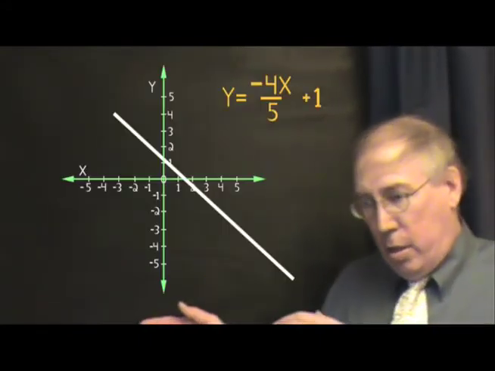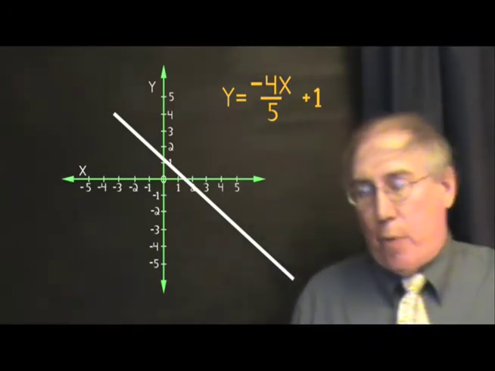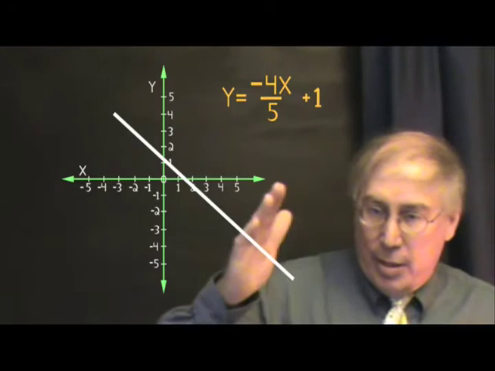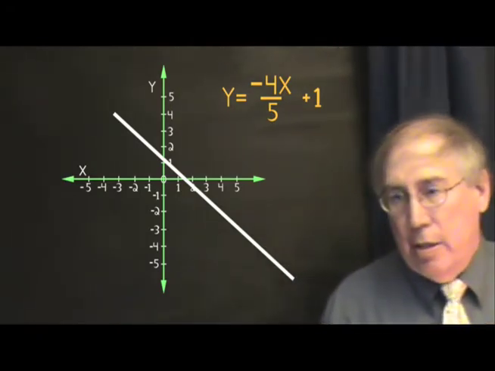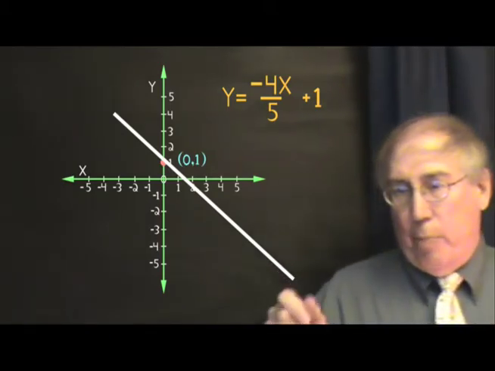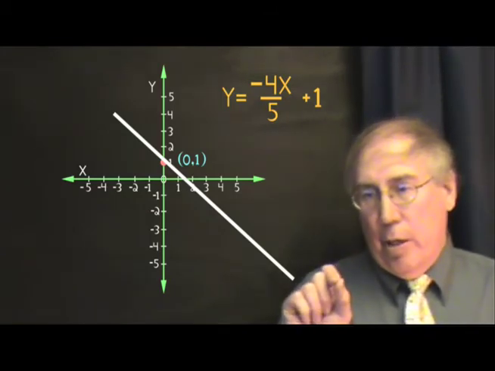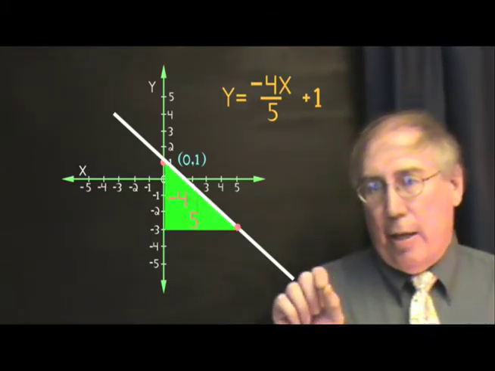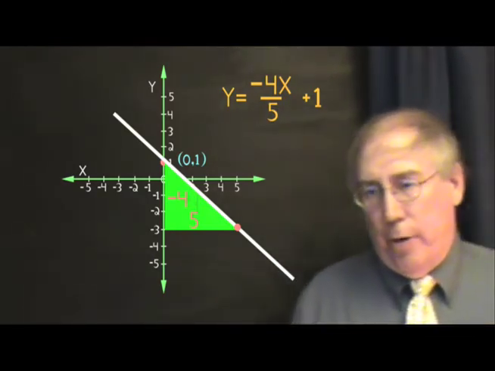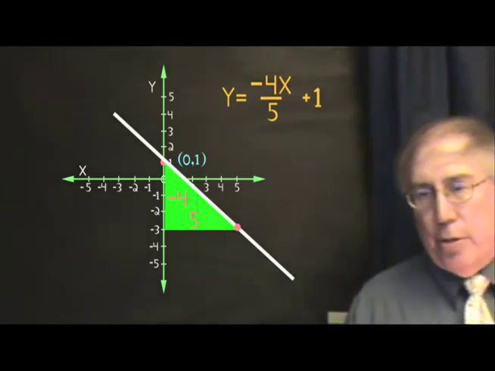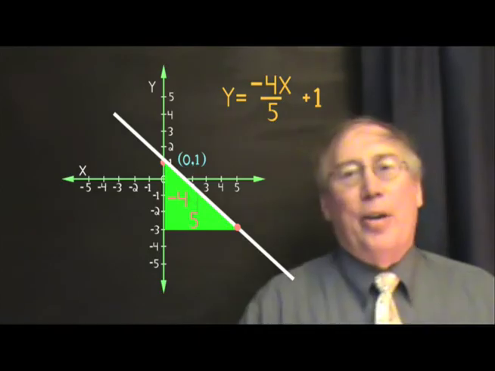So our y-intercept is 1 and our slope is -4/5. It slopes in a negative direction towards the left there. So we should have a point there, (0, 1), and then in this case we're going to go 4 down and 5 over. So -4 is the y value and 5 is the x. Okay, thank you.